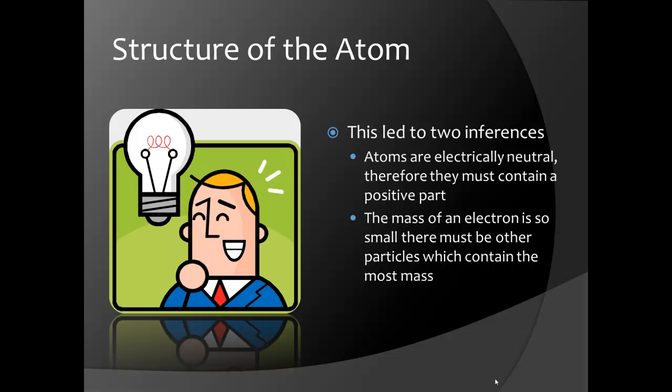So this led to two inferences. They knew that atoms are electrically neutral, so therefore they must contain a positive part. The reason they knew they were electrically neutral is because we don't go around worrying about if we're going to get shocked by every single thing we touch. Secondly, the mass of an electron is so small, there must be other particles which contain most of the mass.